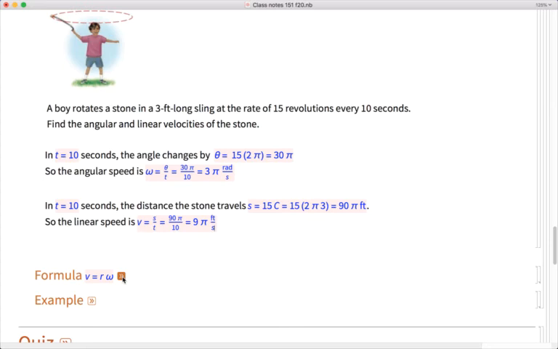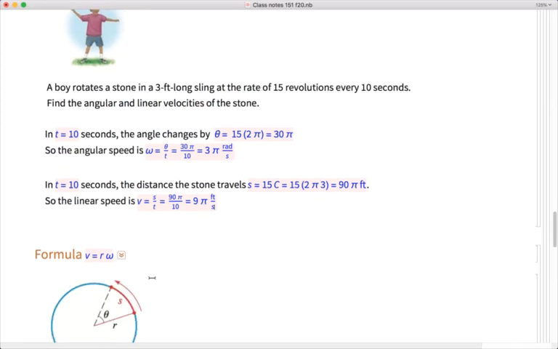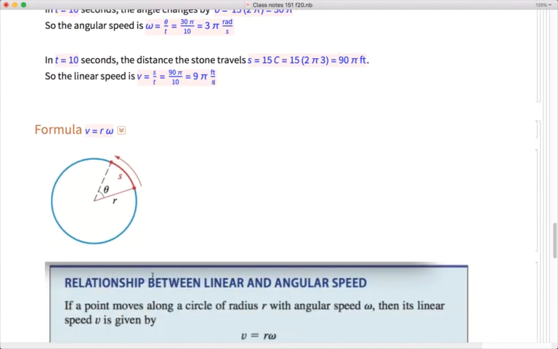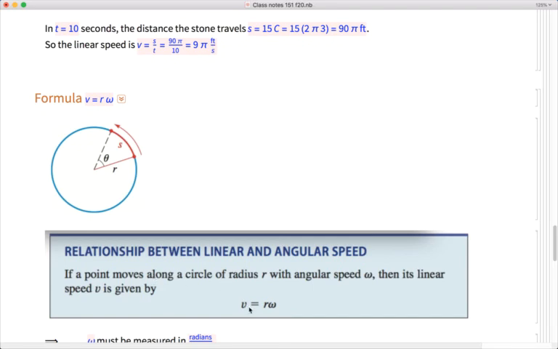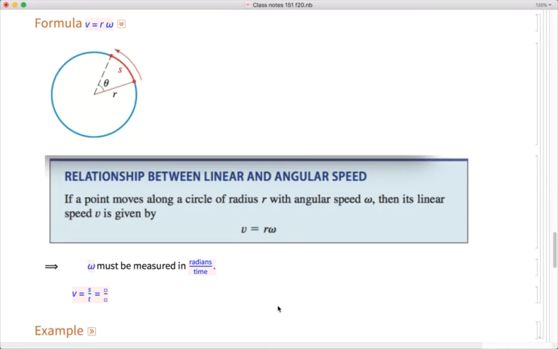One last formula for the day, and then we're done. There's a formula that connects the linear speed with the angular speed. And here it is in a nice blue box. The linear speed is the radius of the circle times the angular speed. I guess this is the only place I remember to say it: this omega needs to be measured in radians per time. If it's measured in degrees per time, you'll have to convert.